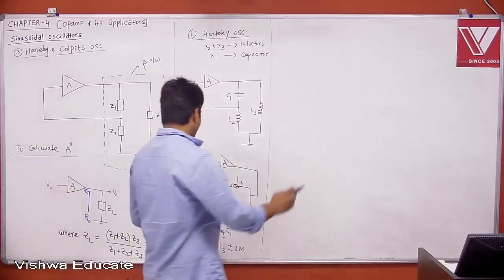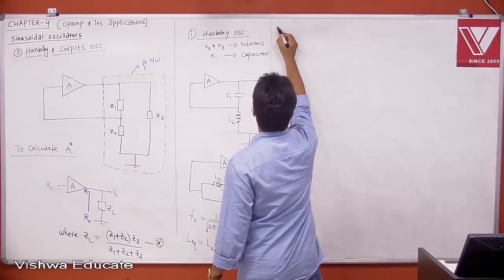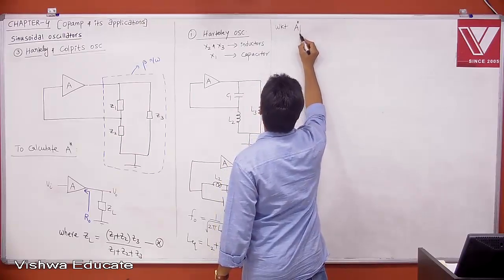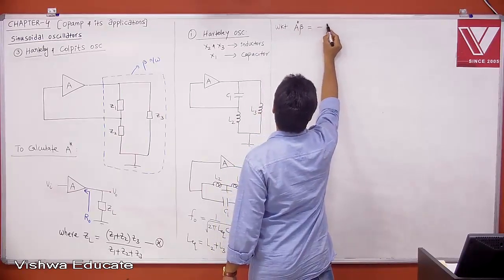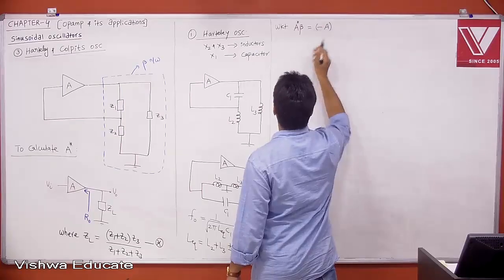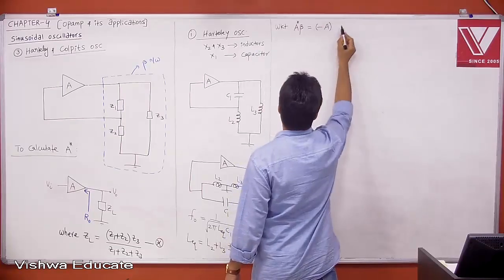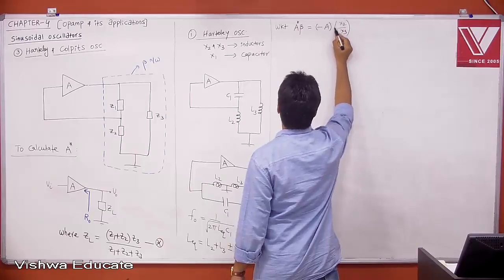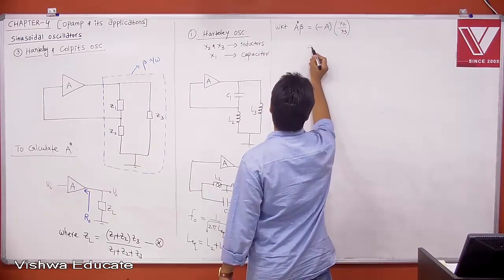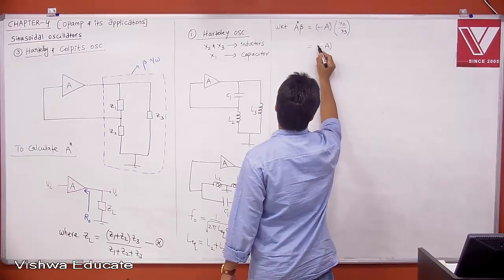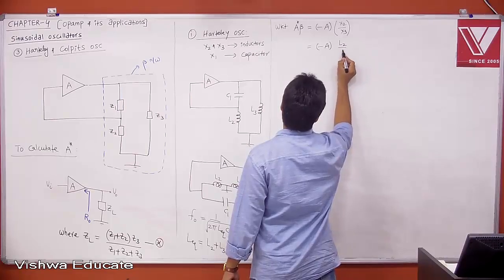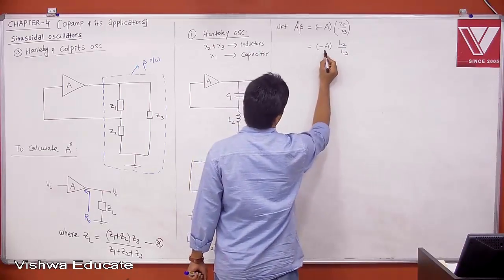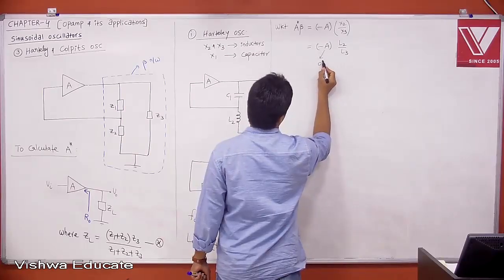Now for this, tell me, and we know that what is A star beta we got? We got A star beta is equal to minus A into X2 by X3, right? What do you mean by X2 by X3? X2 and X3 are inductors. Therefore, this is nothing but minus A into L2 divided by L3. To get total loop phase shift, this should be equal to 0 degrees.